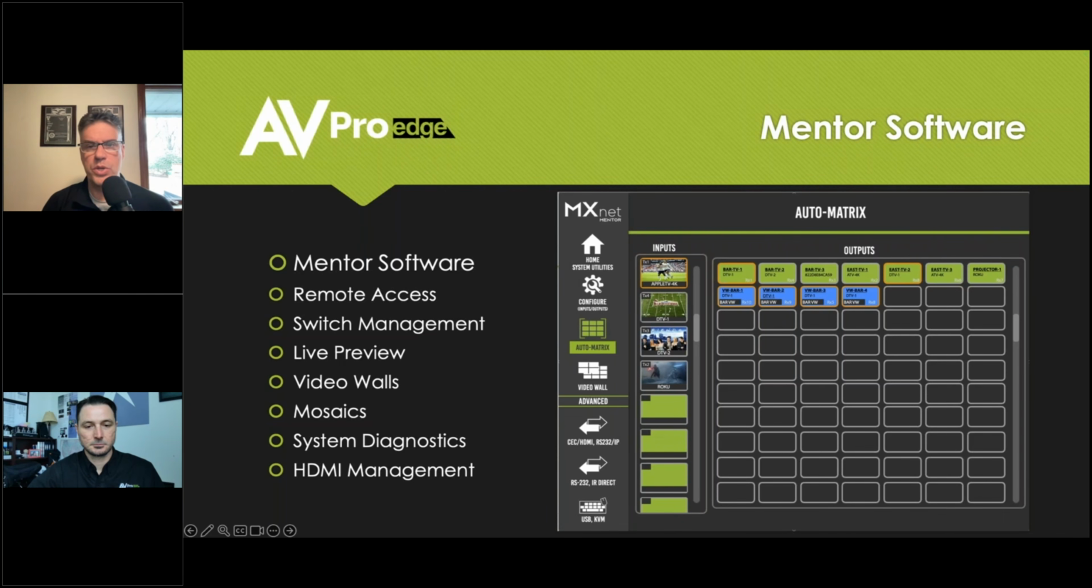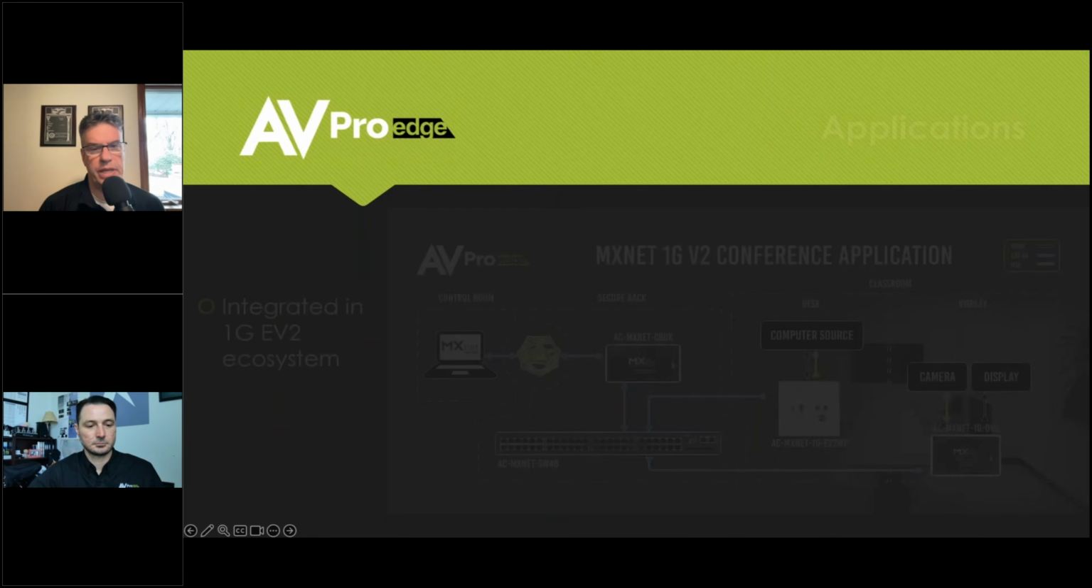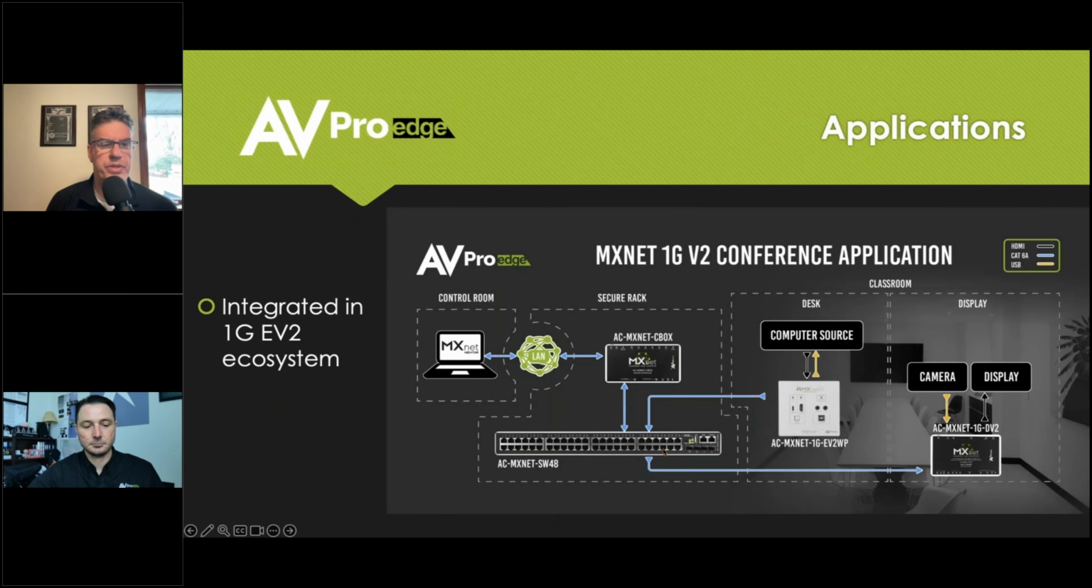Okay, so some final applications. We'll talk about integrating our Dante and our AV2 wall plate into the same system. And that's what this is going to look like. And again, very simple, one connection for every device that we have here.